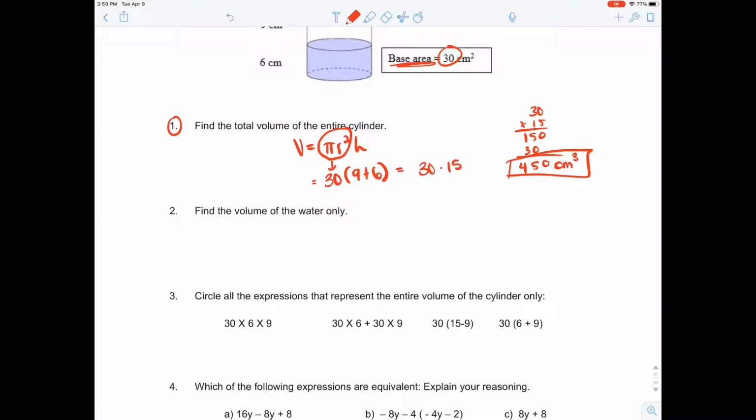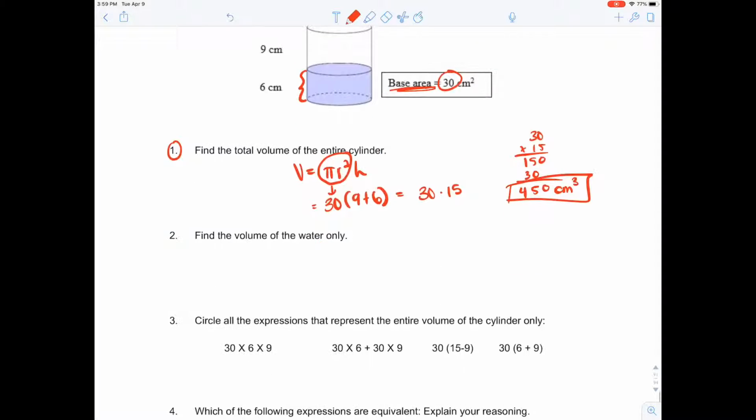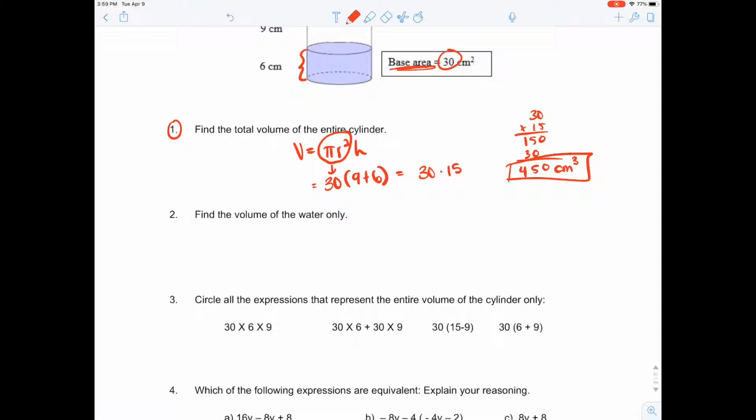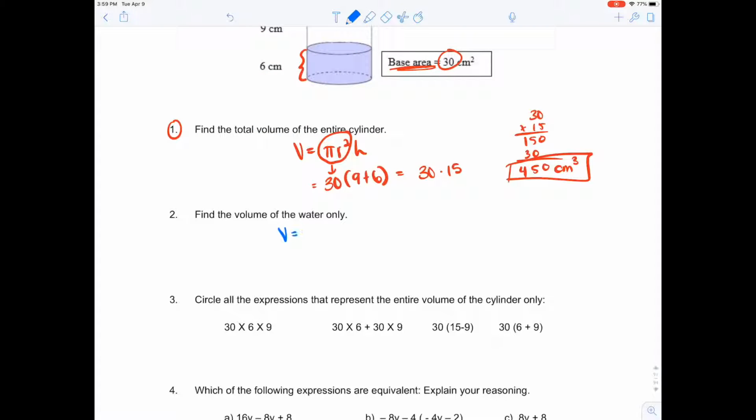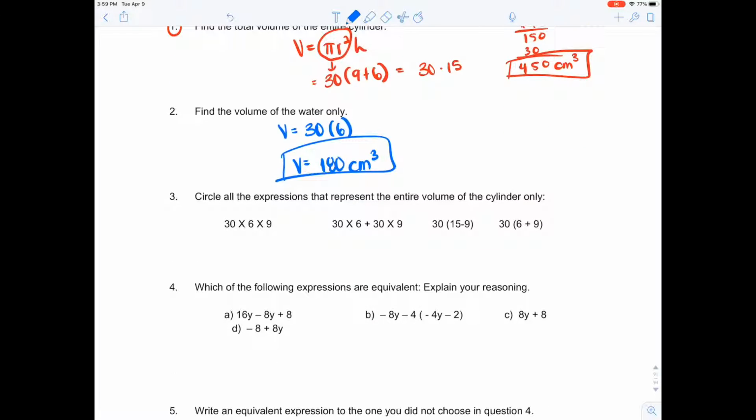All right, find the volume of the water only, so that's this blue section, or I guess the shaded section in your books. Okay, so our base area doesn't change. That's nice. So we're still going to plug in 30 for the pi r squared bit, except now what's changing is we're just multiplying it by 6. So it looks like our volume is going to be 180 centimeters cubed. That's the volume of the water, hence why it's in blue.